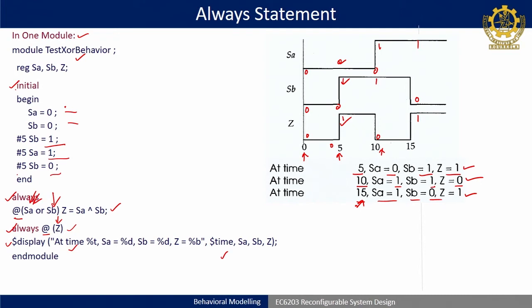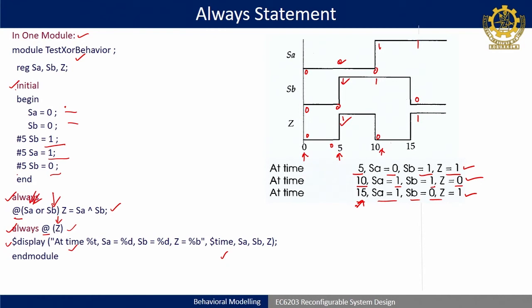So, summary is that if there is more than one always block in the same code, then all will start executing at the same time, meaning they are ready for execution, but depending upon the timing control provided, they will start the execution.